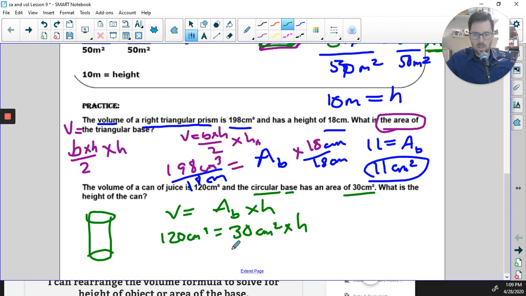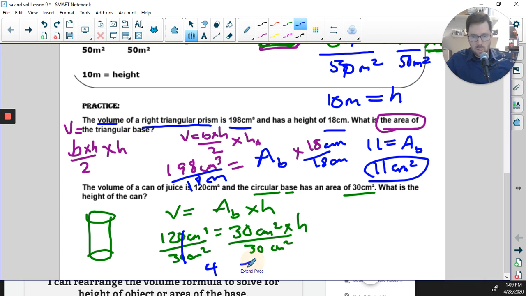We don't know the h again. So one more time, what are we doing to the h? We're multiplying it by 30 centimeters squared. So we're going to divide by 30 centimeters squared. We're going to be left with 120 divided by 30. Oh, man, what is going on? You can use your calculation device if you want. You could also go, okay, 0, 0, going to cross that out. Now we've got 12 divided by 3 is 4.